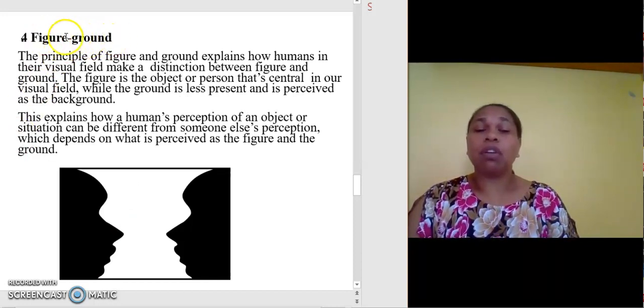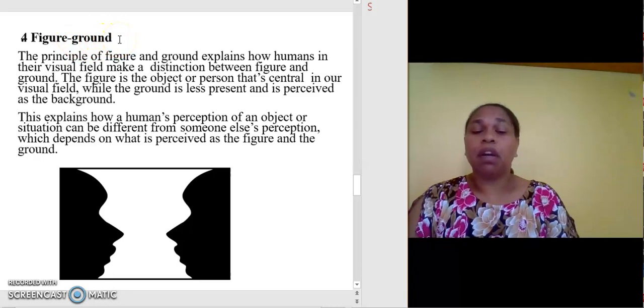Figure here is the image and ground here is the background. The principle of figure and ground explains how humans in the visual field make a distinction between figure and ground. The figure is the object and person that's central in a visual field, while the ground is less present and perceived as the background. So this explains how human perception of an object or situation can be different, which depends on what is perceived as the figure and the ground.